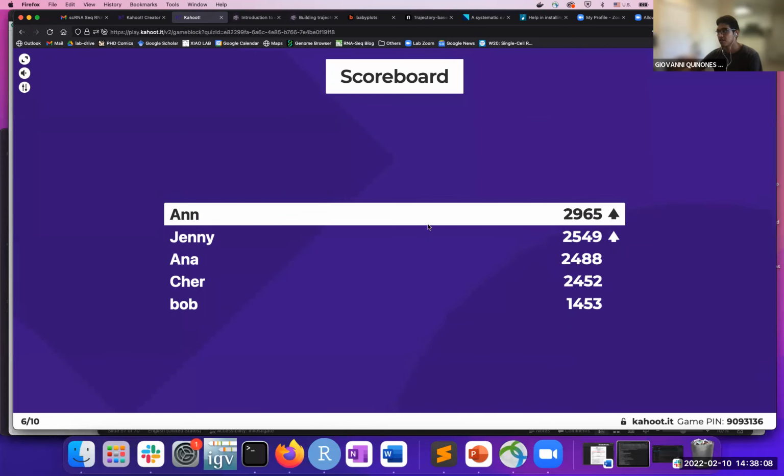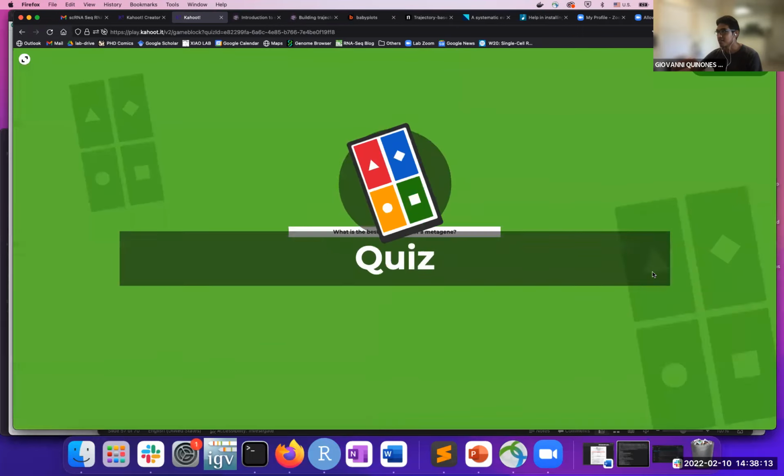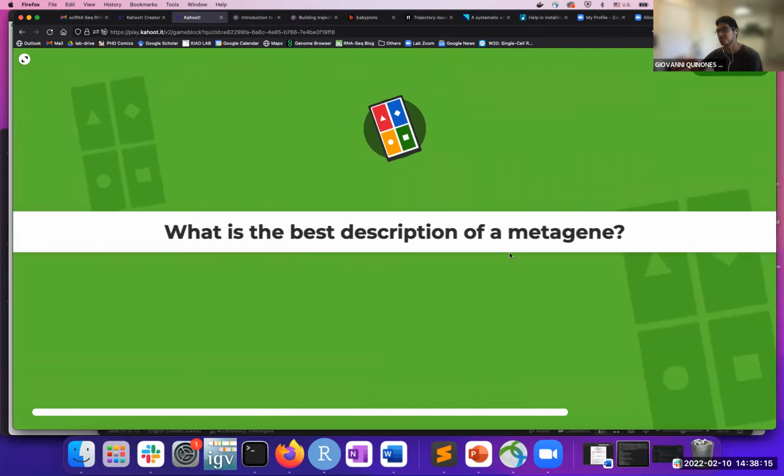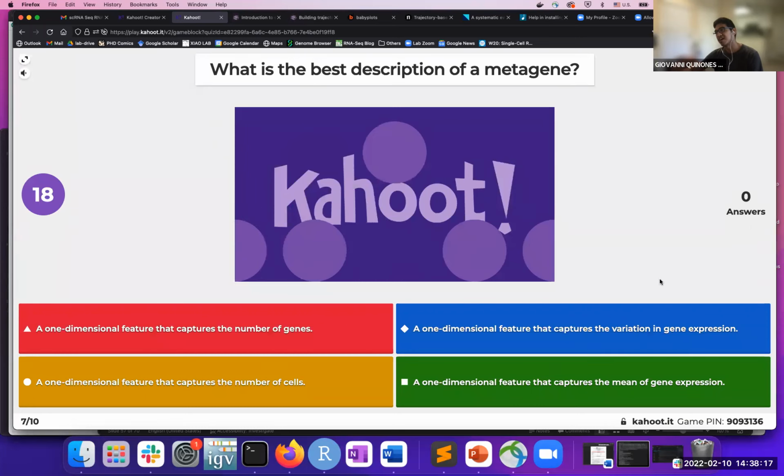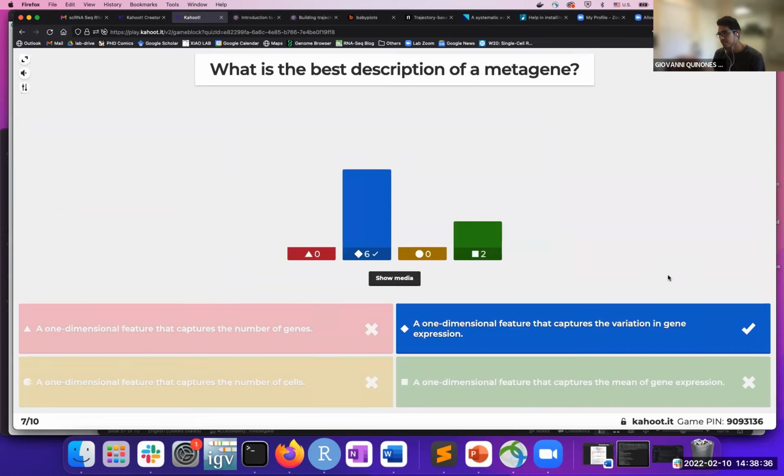Okay, I'm taking back the first spot. What is the best description of a metagene? This has to do with PCA. Yeah, I guess that's all what I should say about this. Great. Yeah, most people got it right.